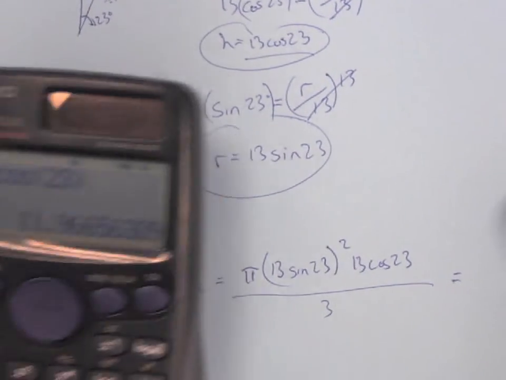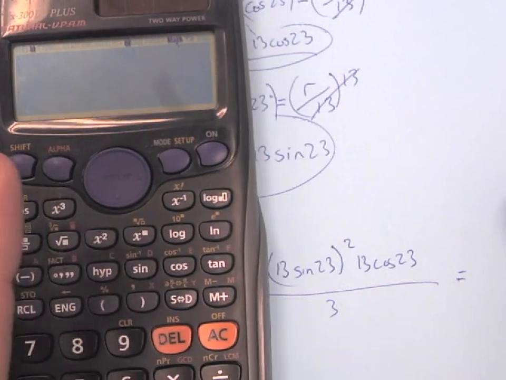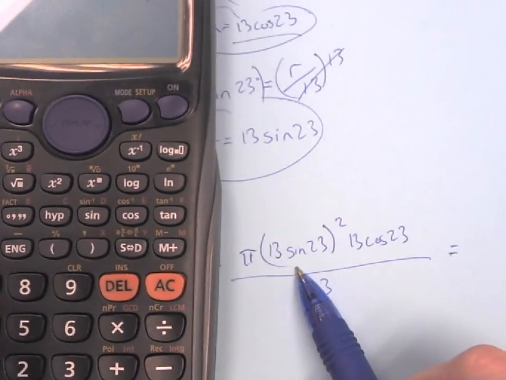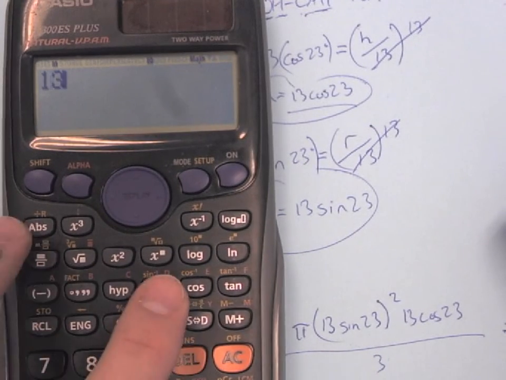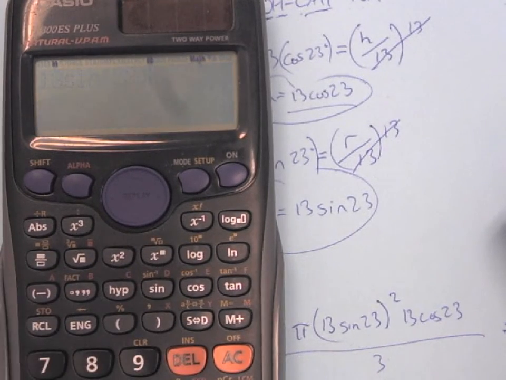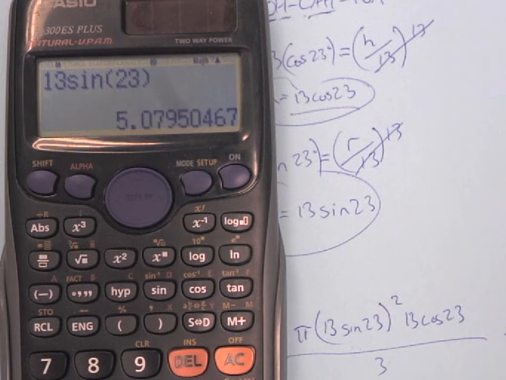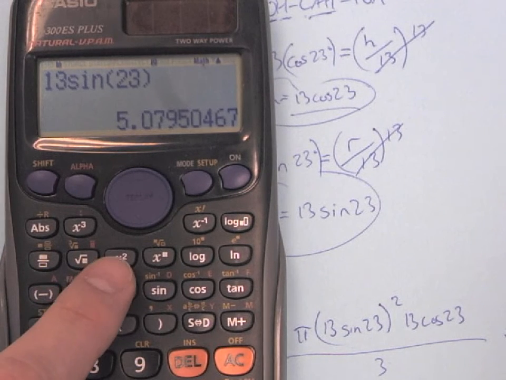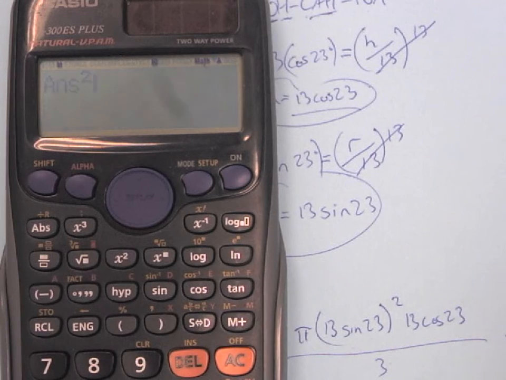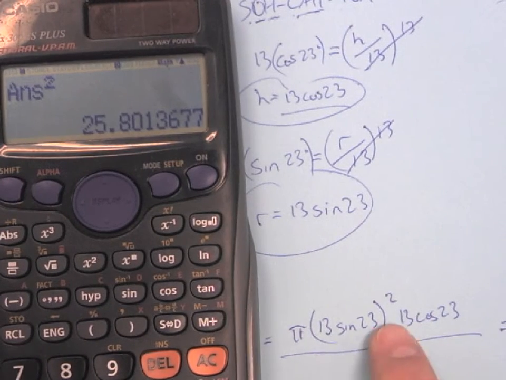So now this is what I'm going to do. I'm going to do this one piece at a time. Let's start out with this guy, 13 sine 23. That's what it is. I don't want to round that. That's the radius. Don't round it. What we're going to do is square it, so I'm going to use my squared button. Now that's the radius squared.